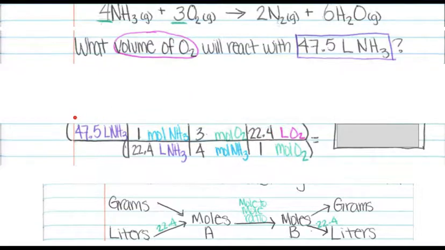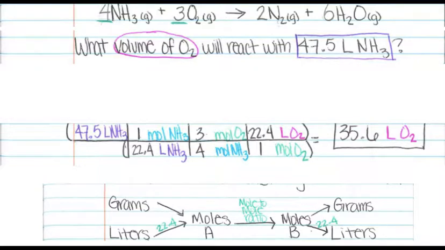Okay, so once you've set this up correctly, it's once again just a matter of plugging it into your calculator. We're going to say parentheses 47.5 times 1 times 3 times 22.4, close the parentheses. Then we're going to hit divide so we can divide by the bottom, and we're going to go parentheses 22.4 times 4 times 1, close the parentheses. Okay, if you plug that into your calculator correctly, you should get 35.6 liters of oxygen, right?